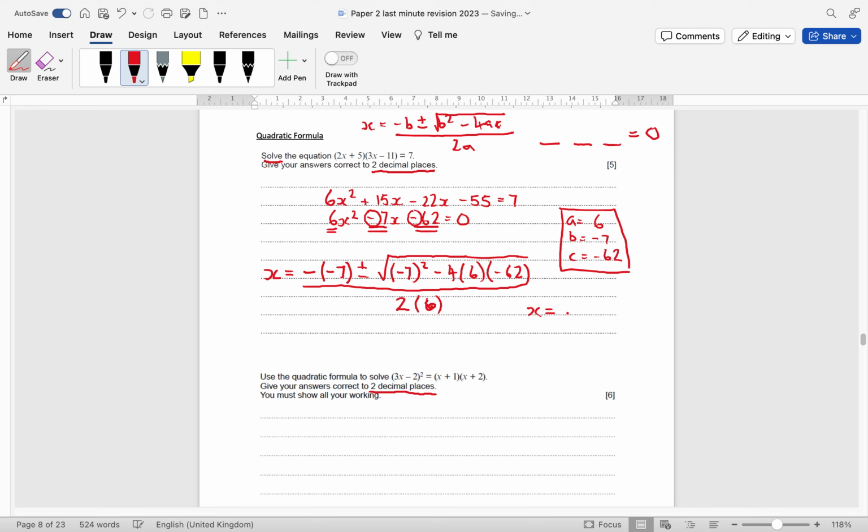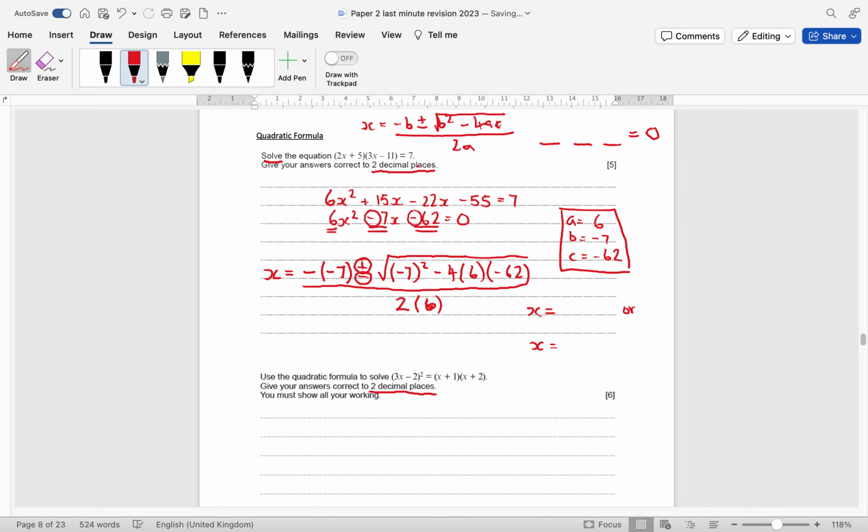X equals, or X equals. The first answer comes from putting into your calculator minus 7 plus this, divided by 2 times 6. The second answer comes from repeating the calculation but putting the minus into your calculator instead of the plus. So there's where your two answers come from.